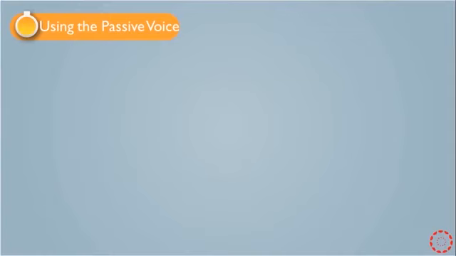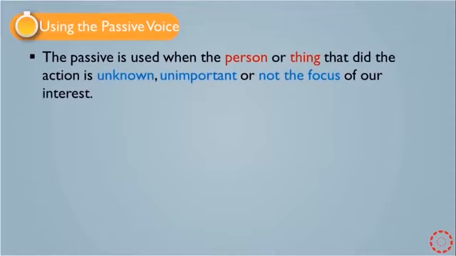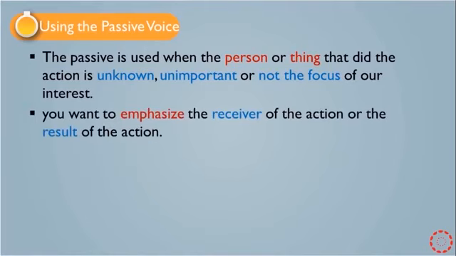Using the passive voice, what is the usage of past simple passive? The passive is used when the person or thing that did the action is unknown, unimportant, or not the focus of our interest. In other words, we want to emphasize the receiver of the action or the result of the action, not the doer of the action.